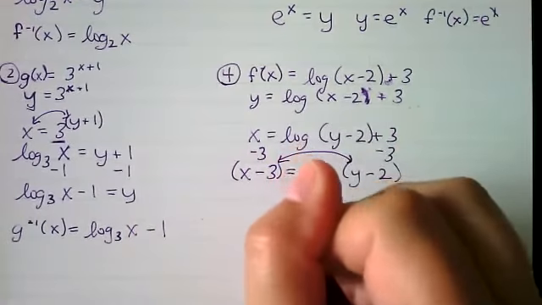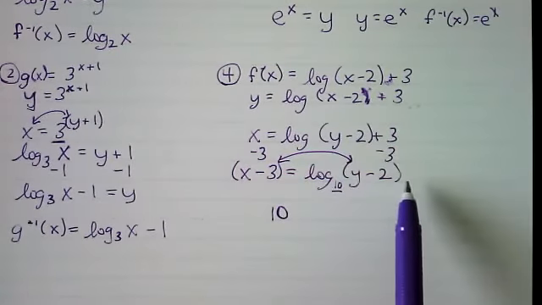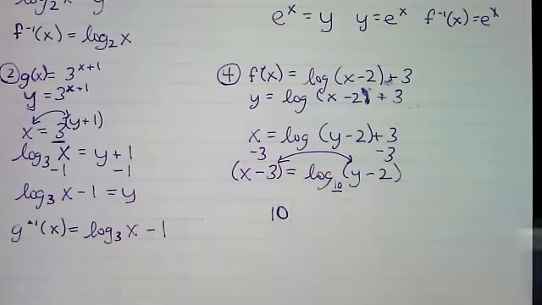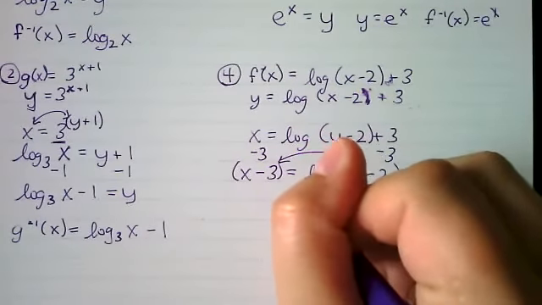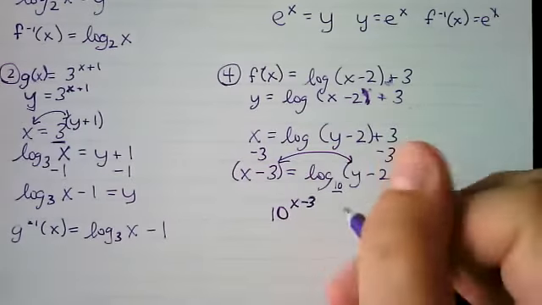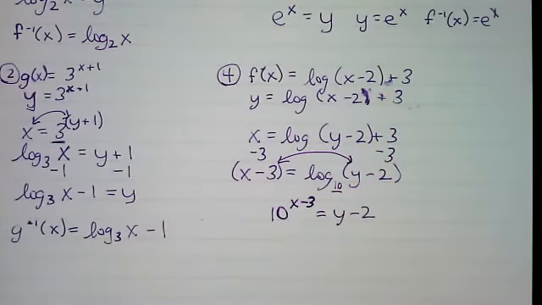So my base is 10. The 10 was with the y minus 2, but now it's going to be with the x minus 3. So that's going to be my exponent here. So I've got 10 to the x minus 3 equals y minus 2. Okay, and we are almost done here.